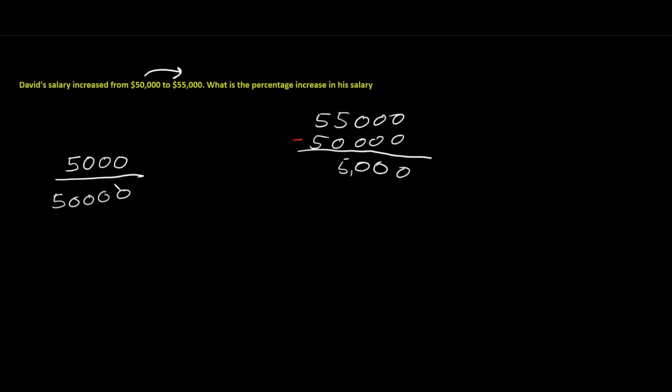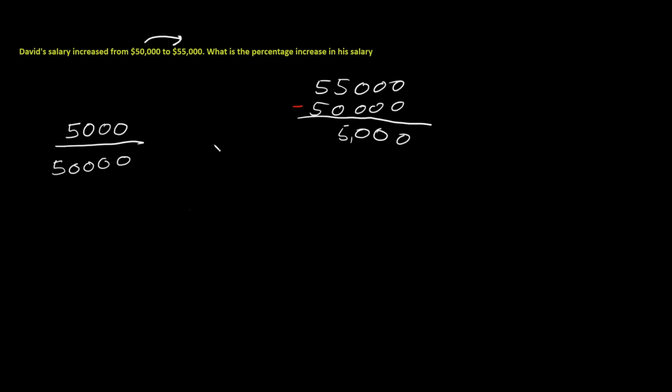And we can see here, we can actually divide both of these numbers by 1,000. So 5,000 divided by 1,000 will be 5. And then 50,000 divided by 1,000 will be 50. Okay, so now we're going to turn this into a decimal.